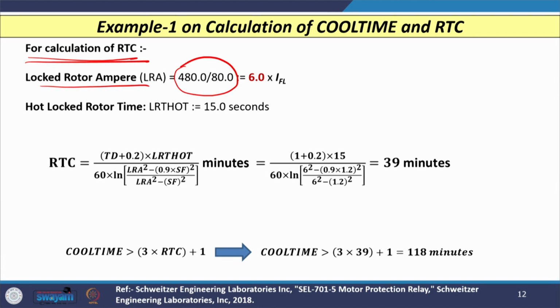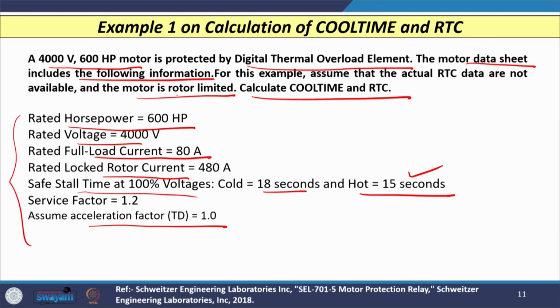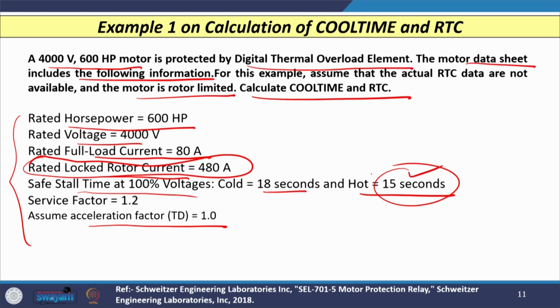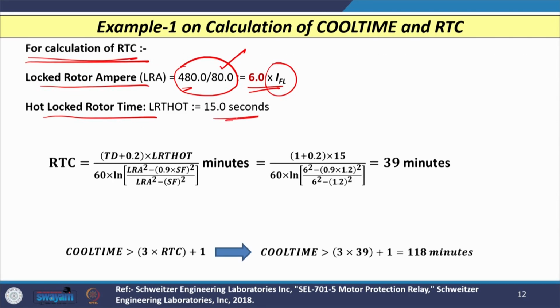You can see here that 480 ampere is already given as your rated lock rotor current, and the full load current of the motor is also given as 80 ampere. So, you can see that it is 6 times the full load current of the induction motor. This is the LRA value. The lock rotor time when the motor is running in hot condition is already given, that is 15 seconds.